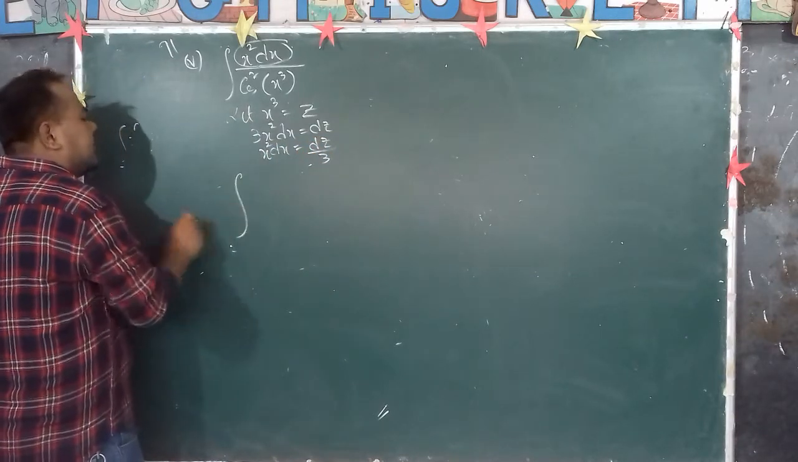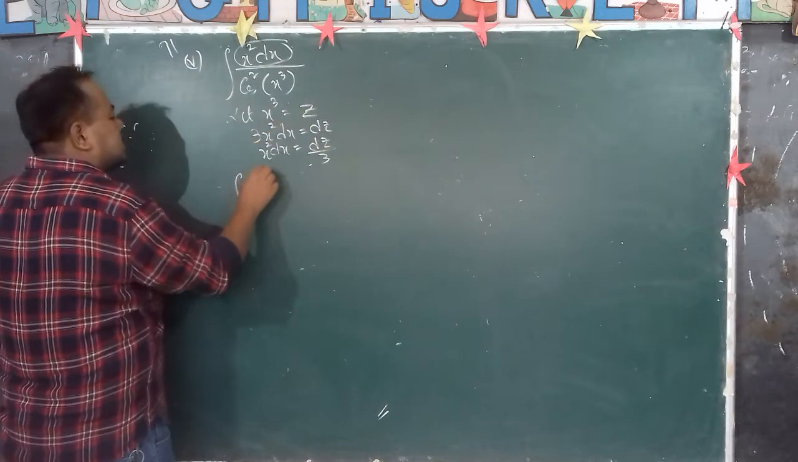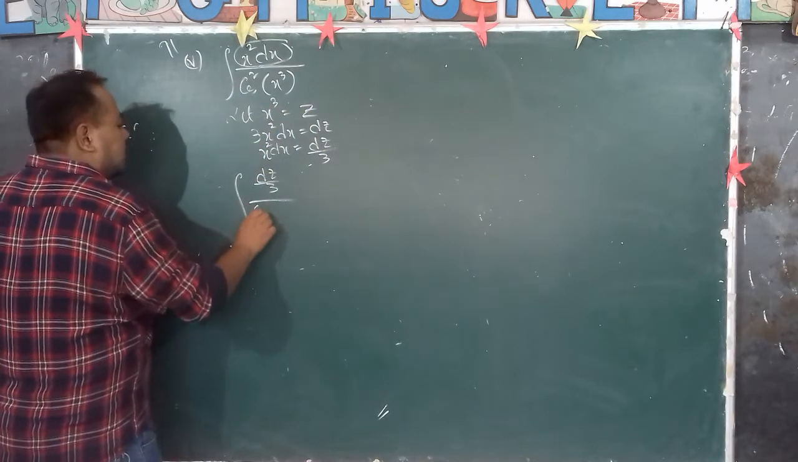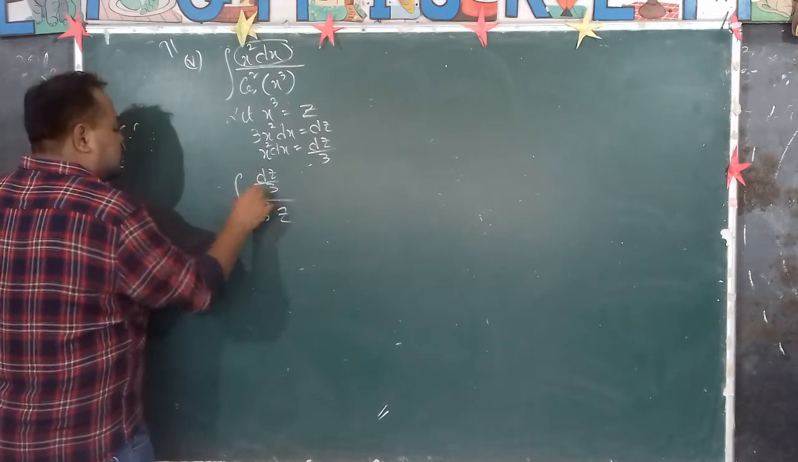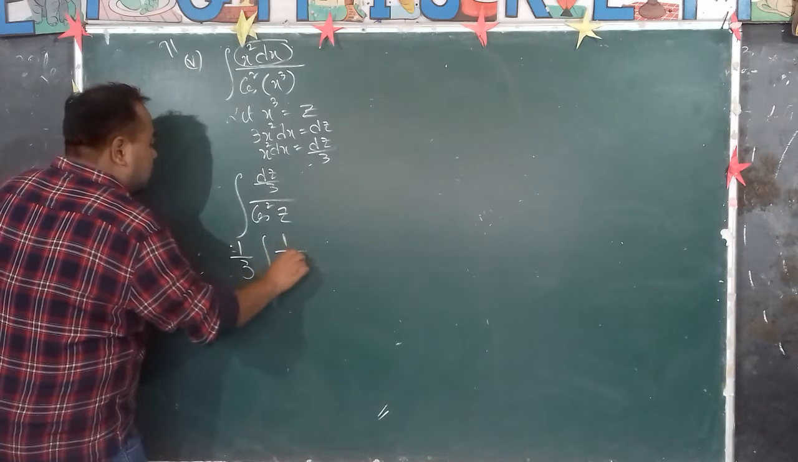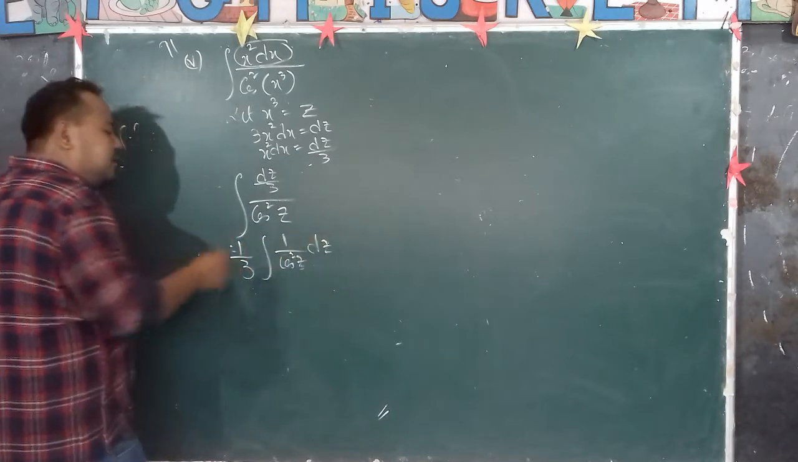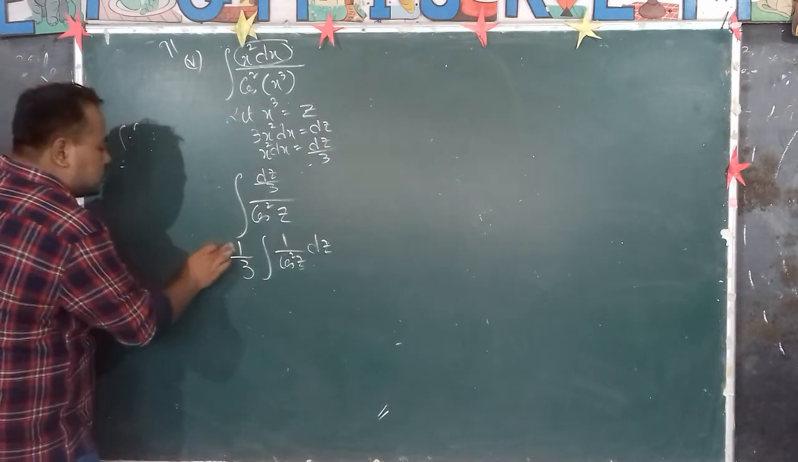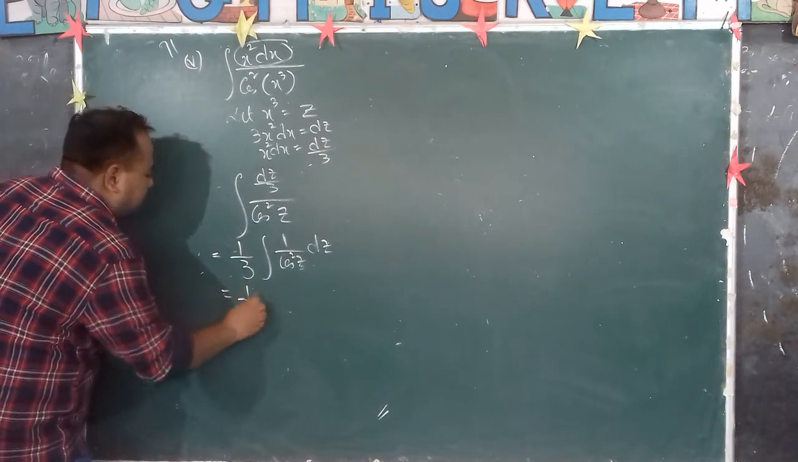Now put the value of x square dx. What do you get? x square dx becomes dz divided by 3 divided by cos square z. So 3 is a constant and comes out, so the integration of 1 by cos square z dz. See, you successfully converted x to z, and in doing so you have converted this into a standard form.